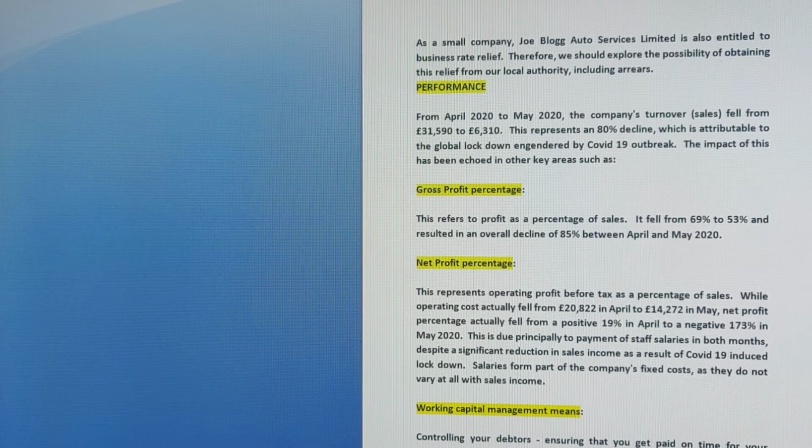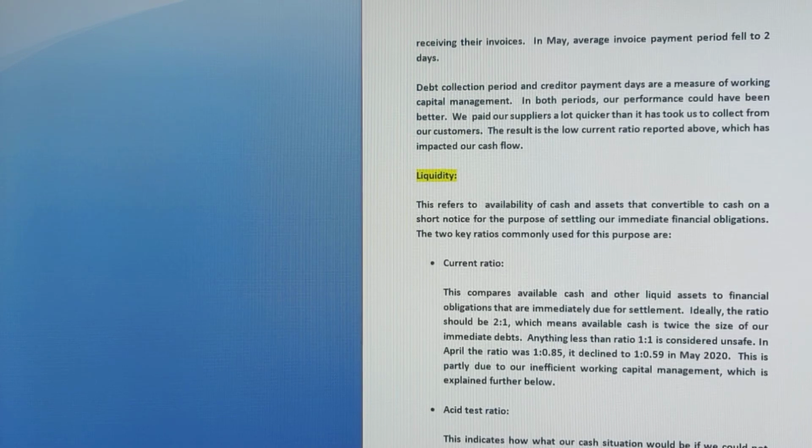Now, working capital management also means controlling your creditors. Paying your creditors within your agreed period in order to take advantage of available payment discount and remain on good terms with them. Okay? In April, the company paid suppliers within 17 days of receiving their invoices. In May, the average invoice payment period fell to 2 days.